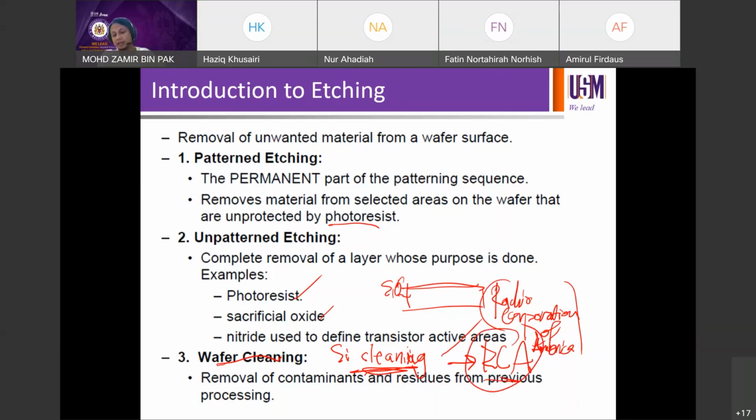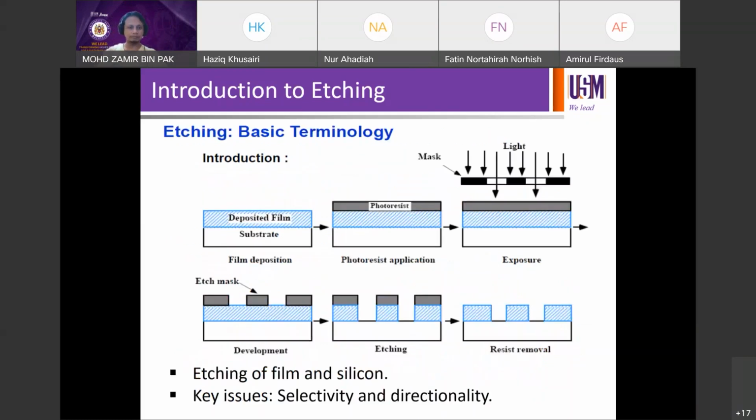It's a patented technique that you will use to remove metallic contaminants, organic contaminants, and native oxide on silicon wafers before the wafers can go through fabrication processes. So it's wafer cleaning. Wafer cleaning also involves etching, but we call it cleaning. To be able to remove metals and organics, you have to be able to etch those unwanted materials. That's etching as well.